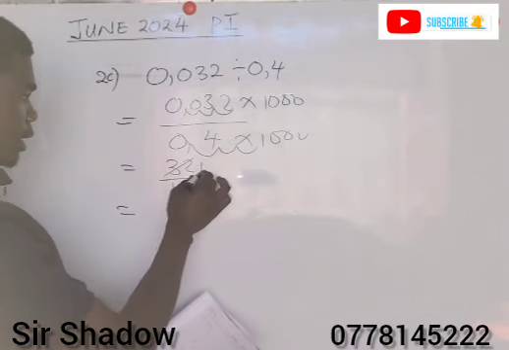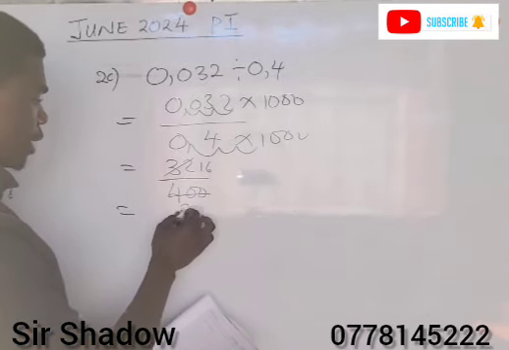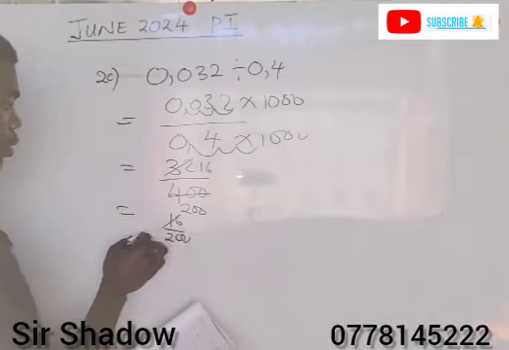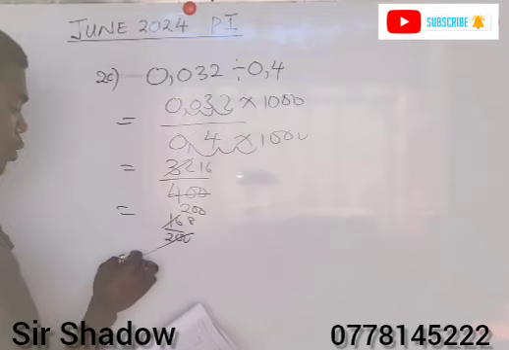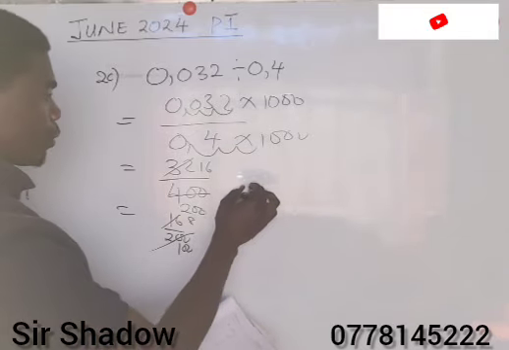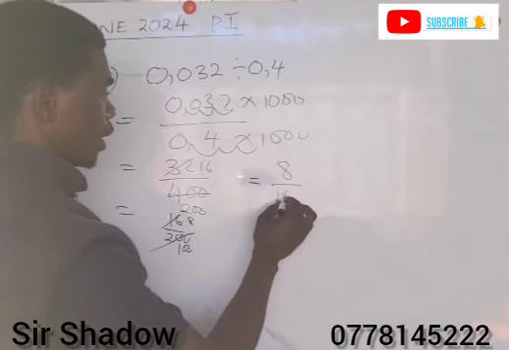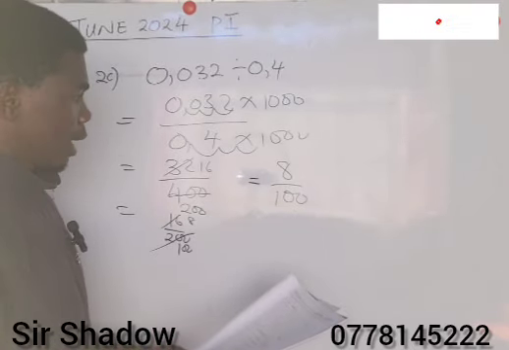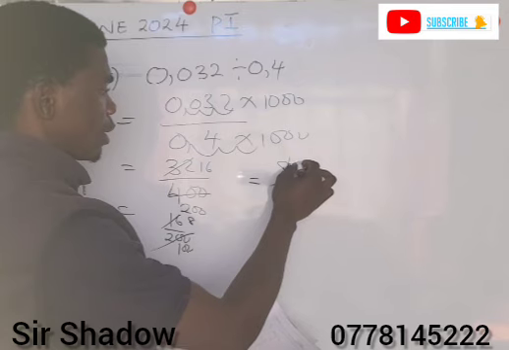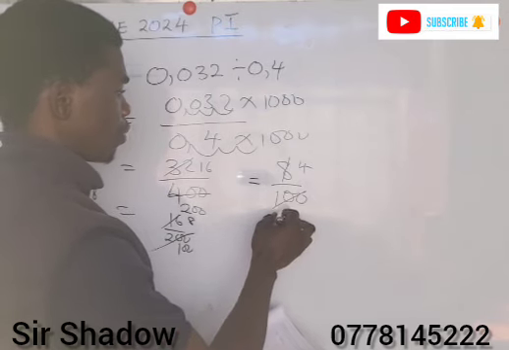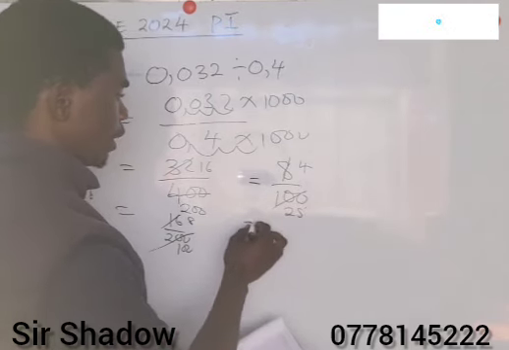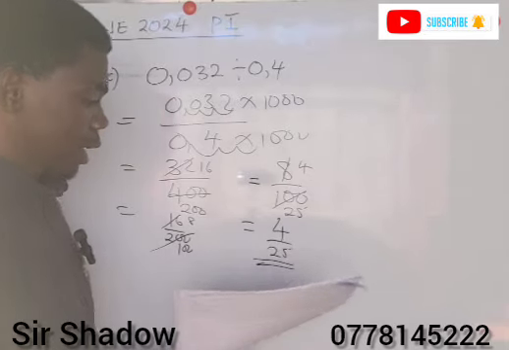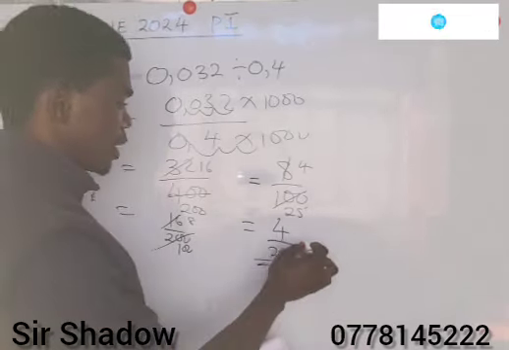Then 2 into 32, 16. 2 into 400, 200. Then 16 over 200. 2 into 16, 8. 2 into 200, 100. Then you are left with 8 over 100. Then divide by 2 here: 2 into 8, 4, 2 into 100, 50. Then you are left with 4 over 25. This is our solution. Or we can convert 4 over 25 to a decimal.